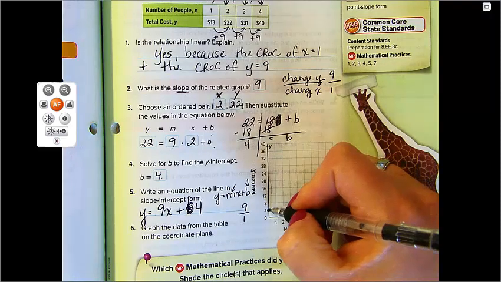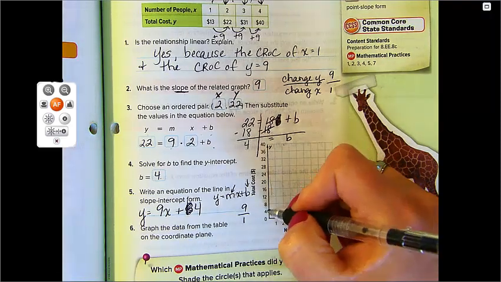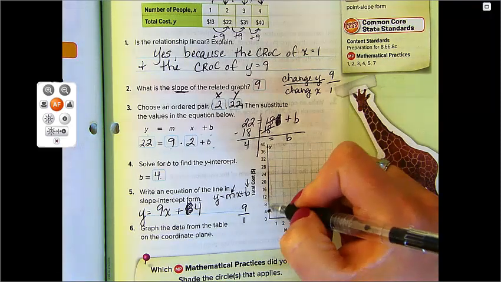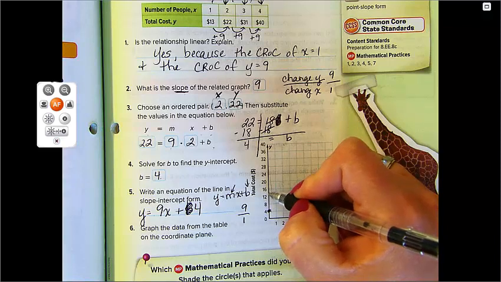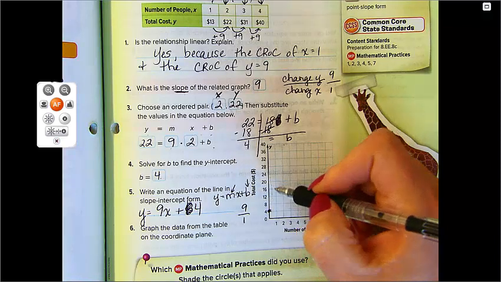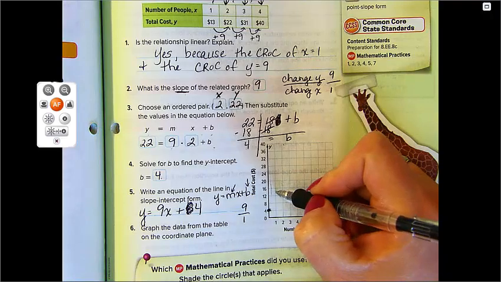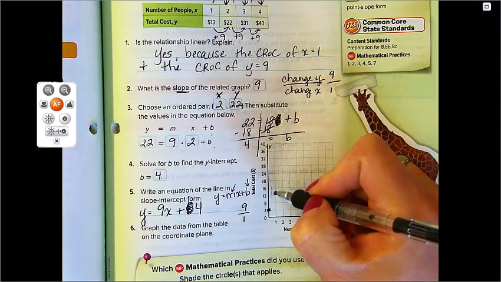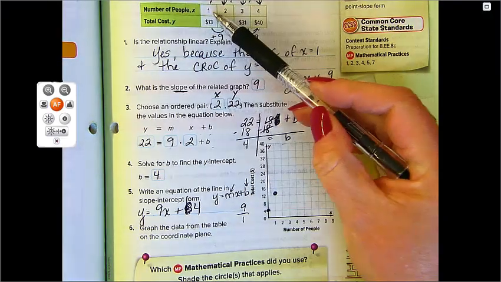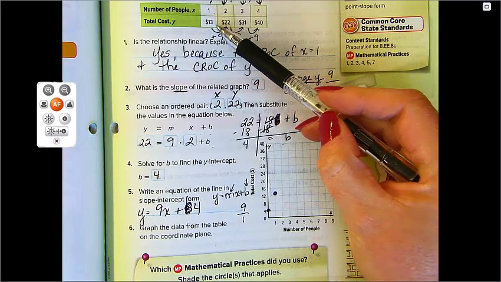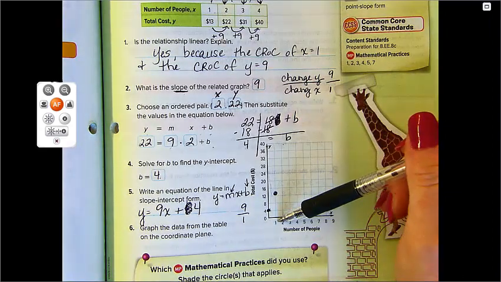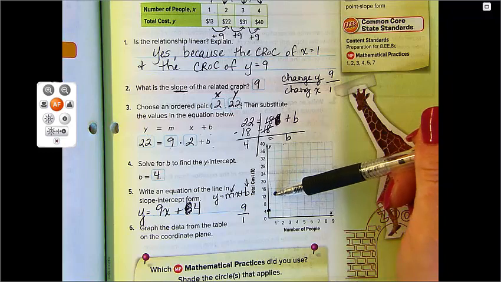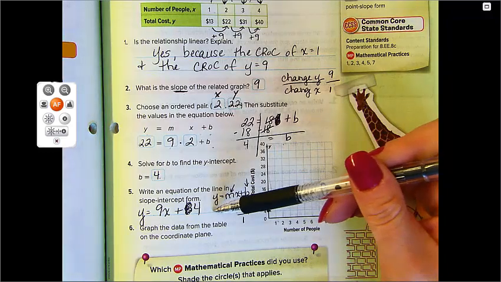So 4 plus 9 is 15. Nope, I'm sorry. 4 plus 9 is 13, Mrs. Neely. 4 plus 9 is 13 and go over 1. So it's going to be about right here. Holy cow, 13 was my first point. And look, by graphing this line, I got to 13 just by using the equation.